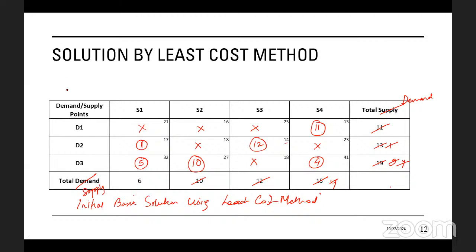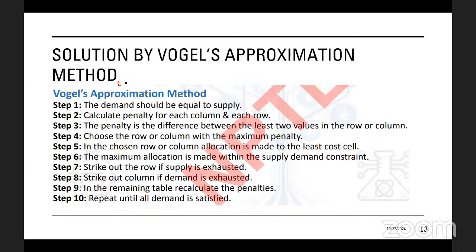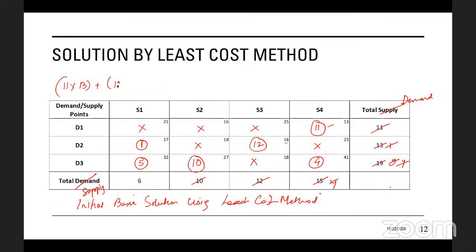So the transportation cost would be 11 into 13 for this, then 12 into 14 plus 1 into 17 plus 5 into 32 plus 10 into 27 plus 4 into 41. 1, 2, 3, 4, 5, 6.